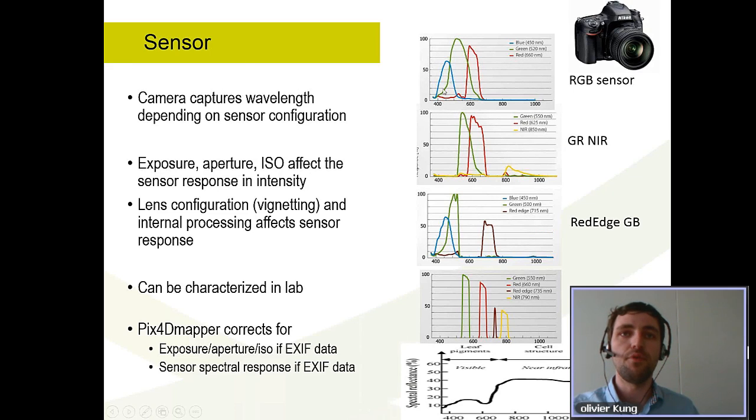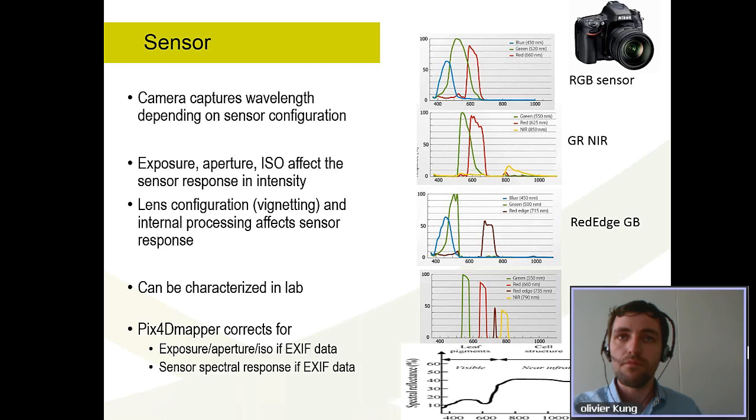Let's see the first example up there. This is a normal RGB sensor, a normal camera. The camera will capture in the blue channel wavelengths from 400 to, let's say, 500 something, the green from here to here, and the red from here to here.